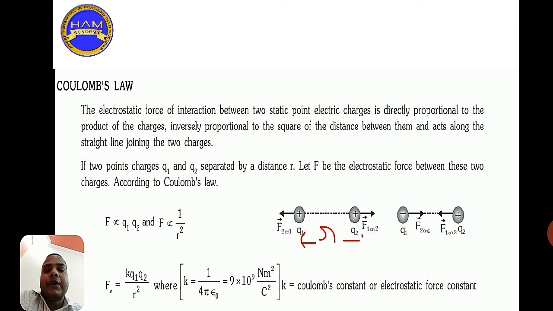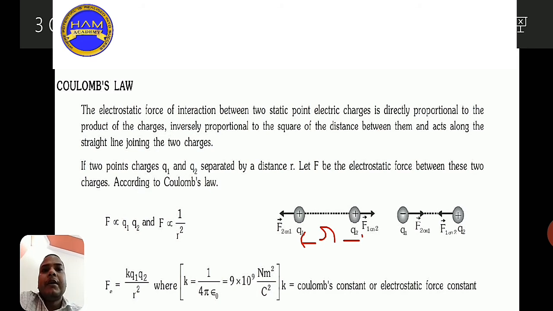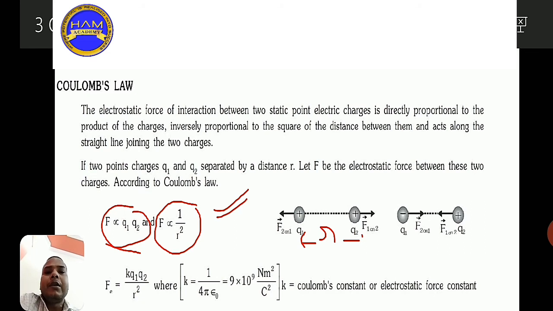There are two types of equations. The first equation is that the electrostatic force is directly proportional to the multiplication of both charges, that means Q1 and Q2. And the other equation is that the electrostatic force is inversely proportional to the square of the distance between the charges. So these two equations are very important to calculate the force between two charges.